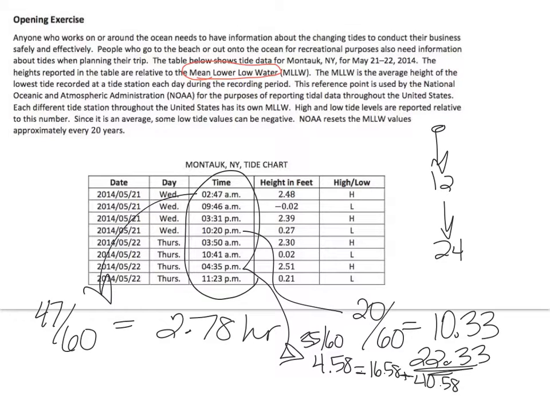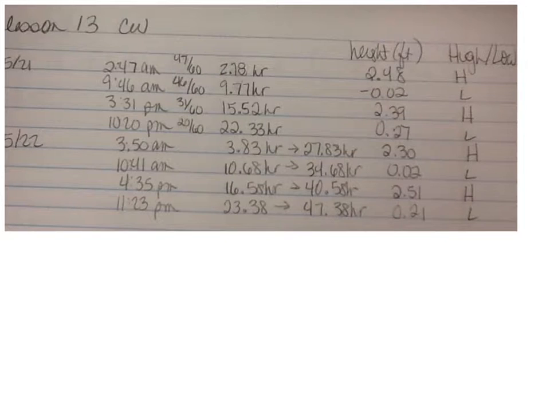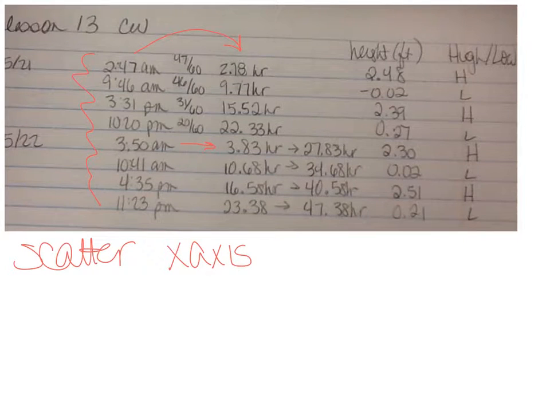Well, let's look at my chart. You see here all the times on the table in your classwork. I changed them to decimals, so the minutes have to be part of an hour. And then I made sure I kept going sequentially. So when we switched to Thursday, I had to add 24 to each time to make sure I kept going sequentially. So for my scatter plot, my x-axis should be from 0 to 48.